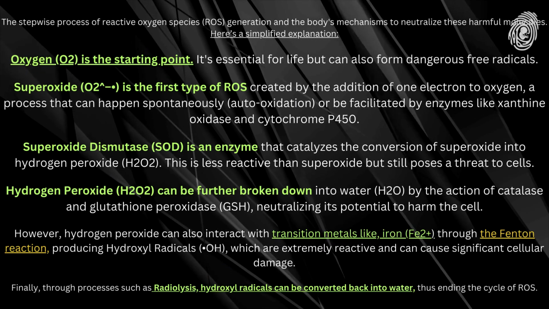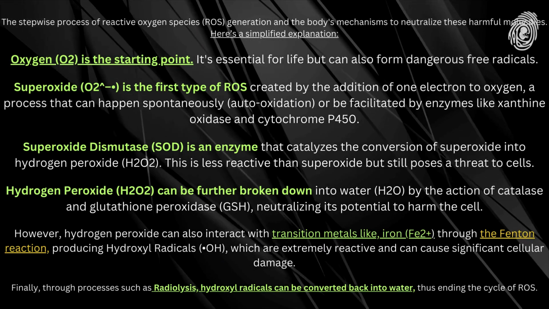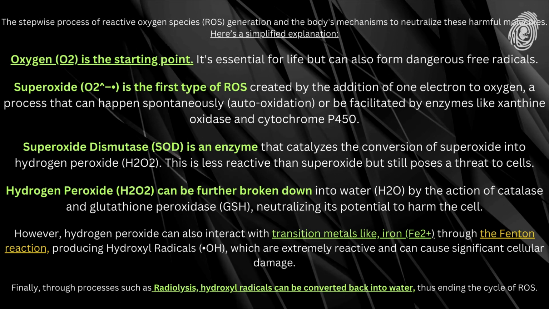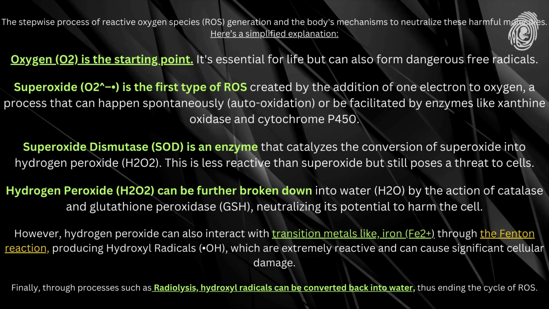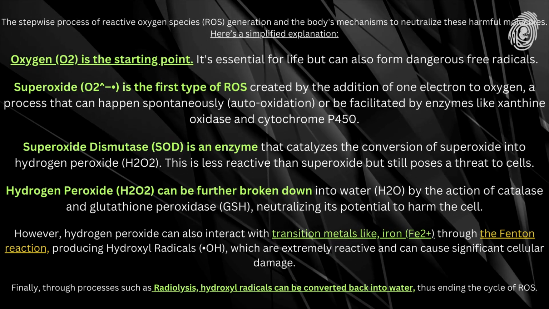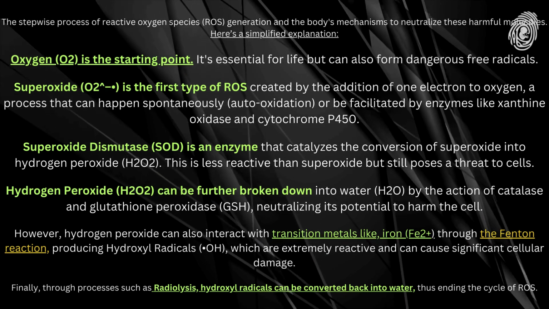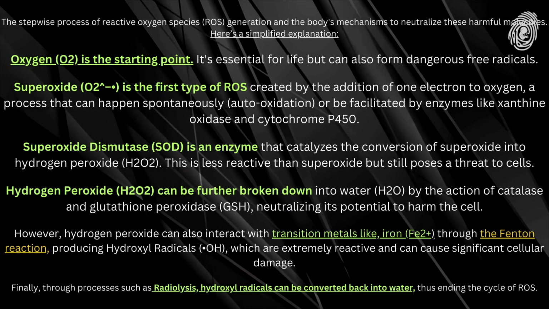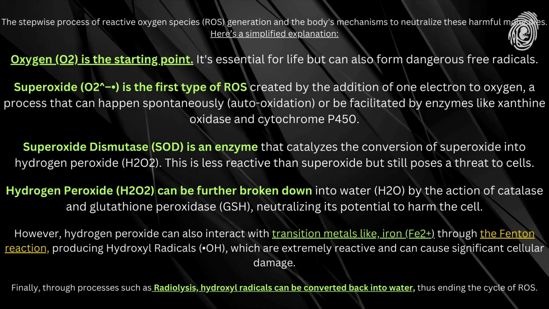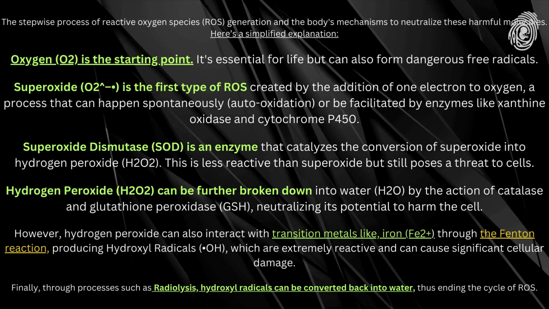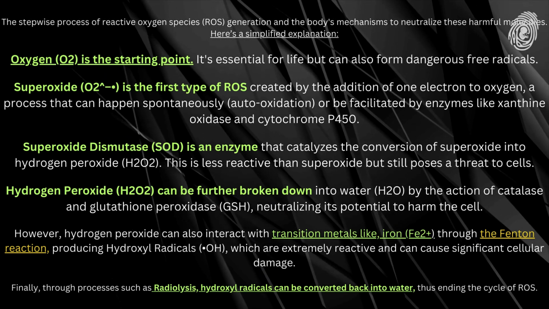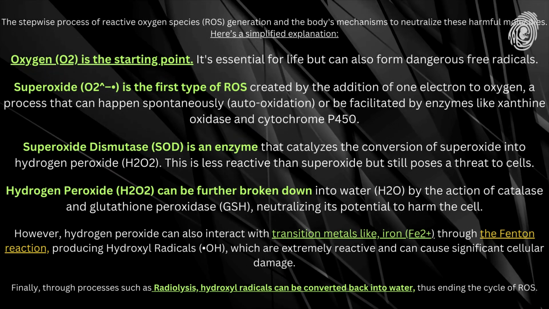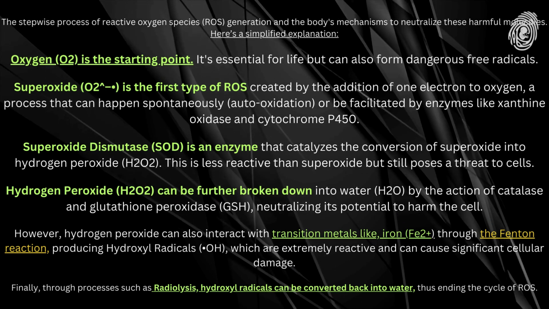The stepwise process of reactive oxygen species, ROS, generation and the body's mechanisms to neutralize these harmful molecules. Here is a simplified explanation. Oxygen, O2, is the starting point. It's essential for life but can also form dangerous free radicals. Superoxide, O2•−, is the first type of ROS created by the addition of one electron to oxygen, a process that can happen spontaneously, auto-oxidation, or be facilitated by enzymes like xanthine oxidase and cytochrome P450.